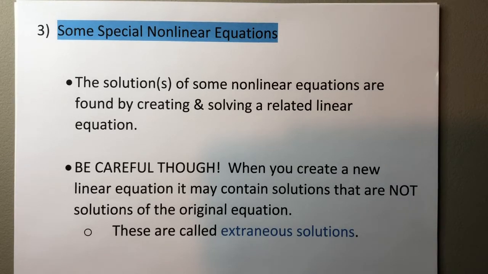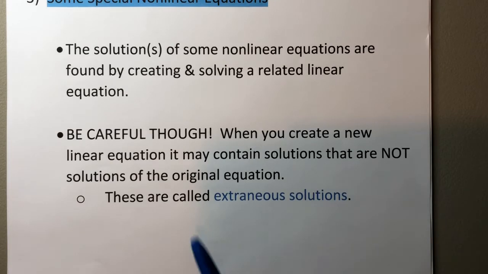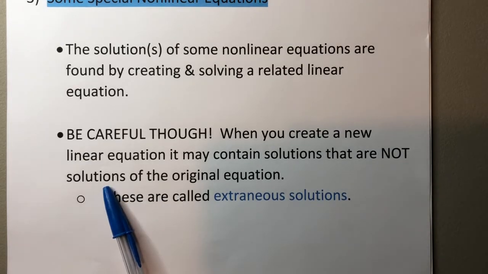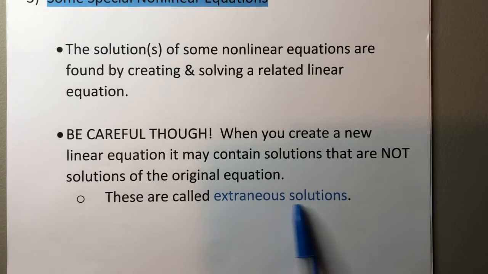The next part we're going to look at in section 1.6 are some special nonlinear types of equations. They are nonlinear to begin with, but ultimately they will be linear once we do some things to them, which would involve the properties of equality. The biggest thing I have to point out is you have to be careful. When you create your new linear equation, it could contain solutions that are actually not solutions of the original equation. And these are called extraneous solutions.